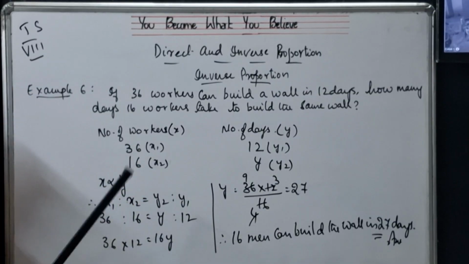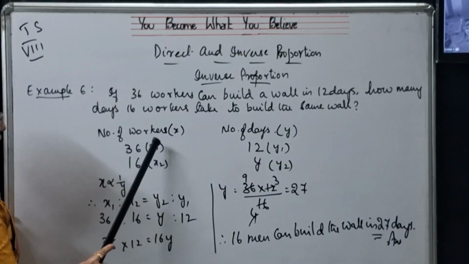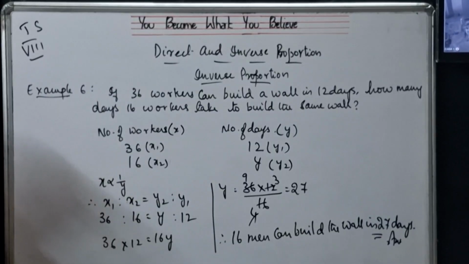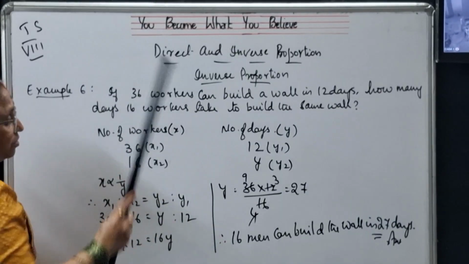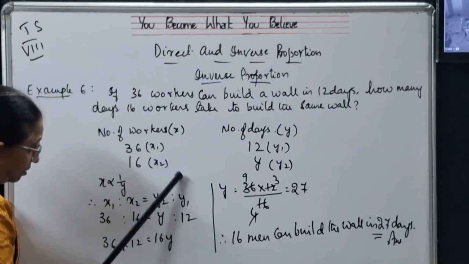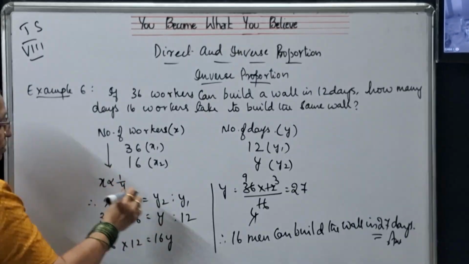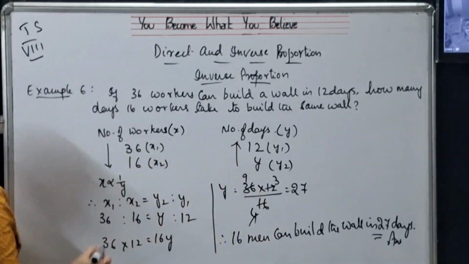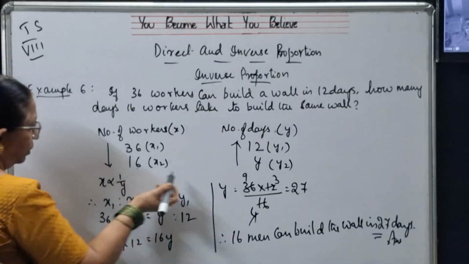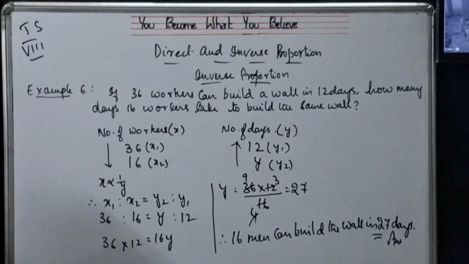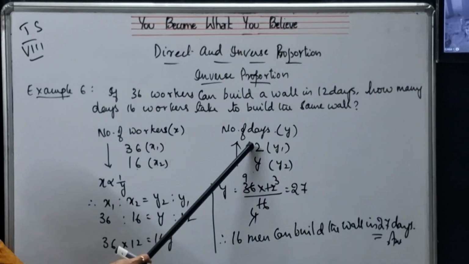x is inversely proportional to y. When x is inversely proportional to y, x1 is to x2 is equal to y2 is to y1. In direct proportion we take the ratios in this way, but inverse proportionals we take this in this way and this in this way. So the arrow mark will be like this. x1 is to x2 is equal to y2 is to y1. So arrow marks indicate in which direction we have to take the values. So 36 is to x2, 16, is equal to y2, y, is to 12.